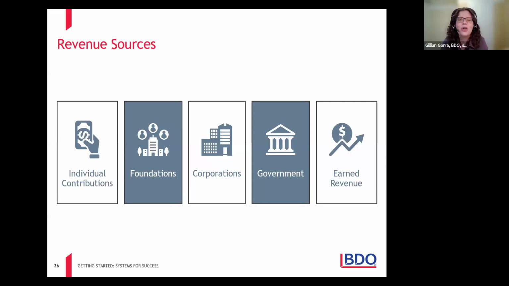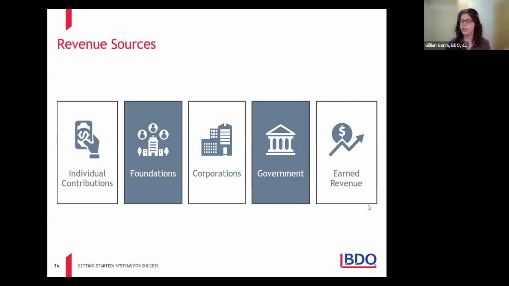And then finally, we have earned revenue. So these three are contributed revenue, individual, foundations, corporations. Government is often its own type of revenue, its own bucket. And then we've got our earned revenue, maybe those admissions or tuition fees, or maybe any kind of fee for service that you're charging. Each of these have different considerations in terms of what's required to raise them successfully and consistently and continuously.